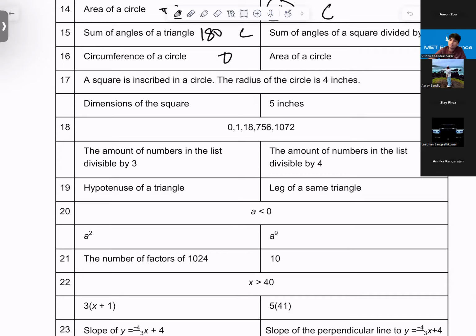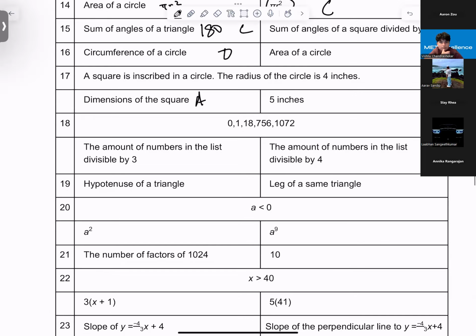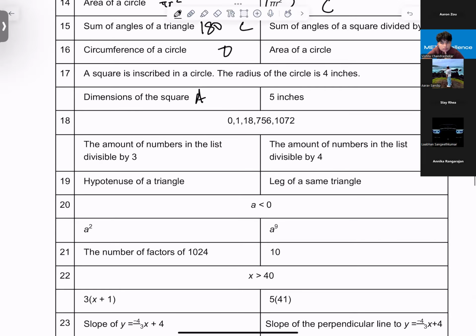Okay. So in this case, actually, it would be A. But just move on. Okay, for 18, 0 can be divided by both numbers, so each of them have 1. 18 can be divided by 3. And then, let's see, 7, 5, 6 can be divided by both, and then 4 can be divided by. So in this case, it would be C.